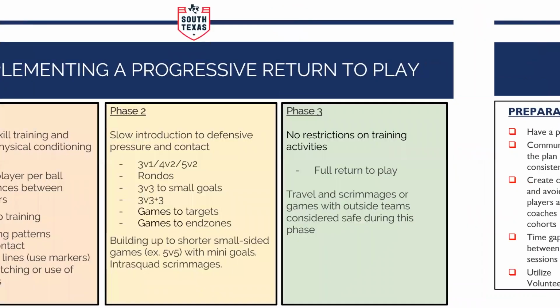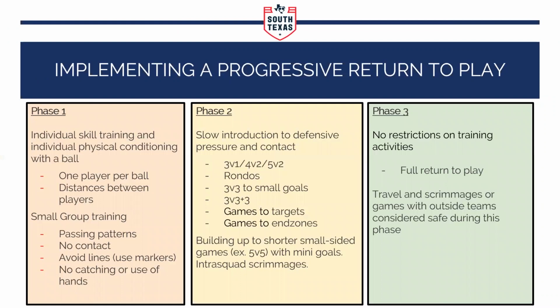So what might a return to play look like? Here's an example of a possible phased-in return to play. Beginning in phase 1 with individualized skill training and small group training that maintains social distancing and is free from contact. From there, phase 2 might progress to introduce pressure and then contact with the goal of building up to small-sided games and intra-squad scrimmages, while following state and local guidelines for group sizes.